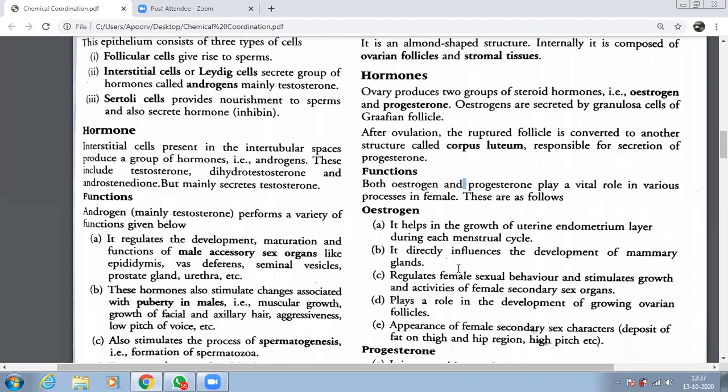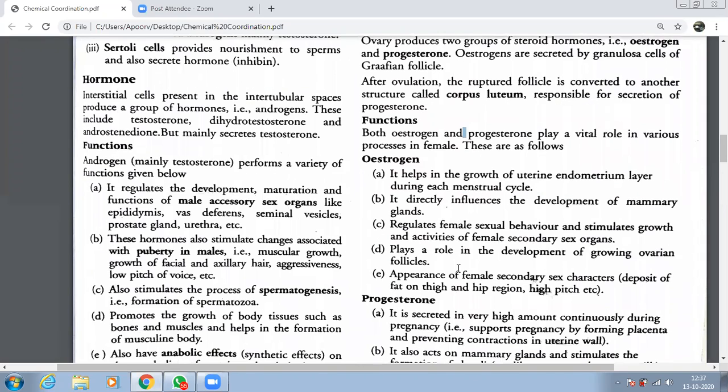See the first one, it is helping in the development, maturation, and function. That means all the three stages. First developing it, then making it mature, and then the function. Of which organs, beta? Male sex organs. Make sure you mention the word accessory. I'm not talking about the primary organs, I'm talking about the accessory ones. So when I say accessory sex organs in males, it means epididymis, vas deferens, seminal vesicles, prostate gland, and urethra.